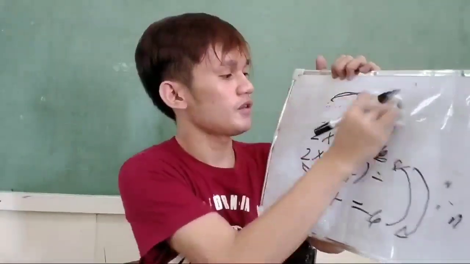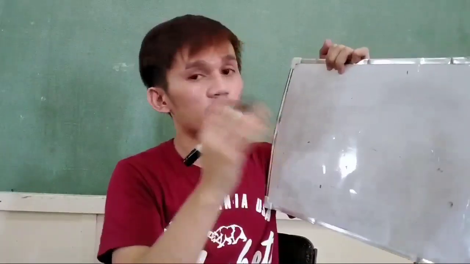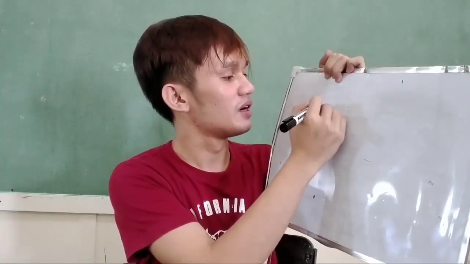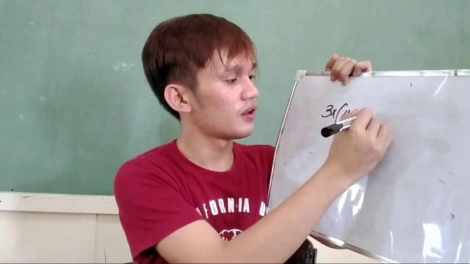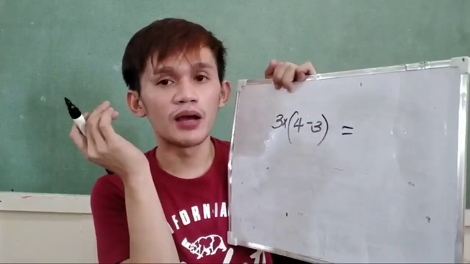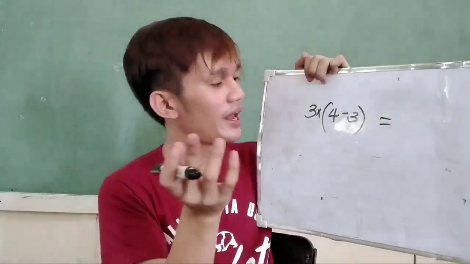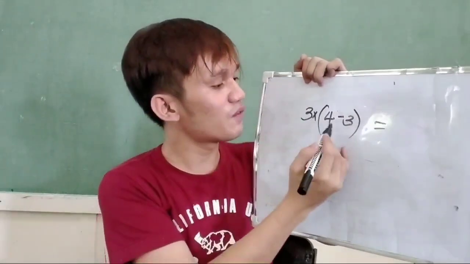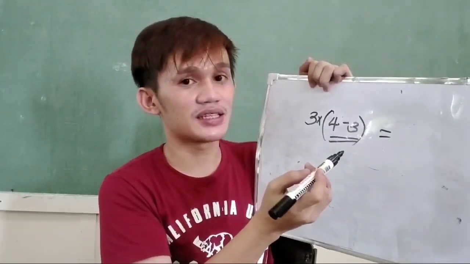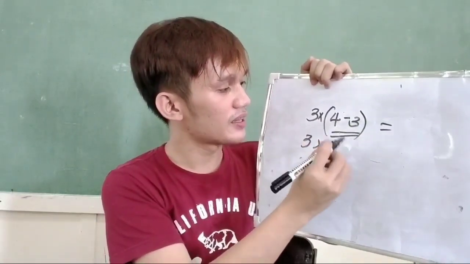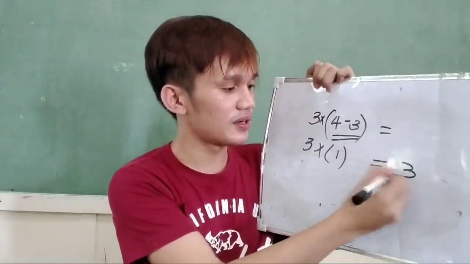So another. Let us now have the distributive property of multiplication over subtraction. So let's have 3 times 4 minus 3. Let us have 3 times the quantity of 4 minus 3. The first one is, let us get first the difference of the numbers inside the parentheses. So this will be 3 times, 4 minus 3 is 1. And 3 times 1 is 3.